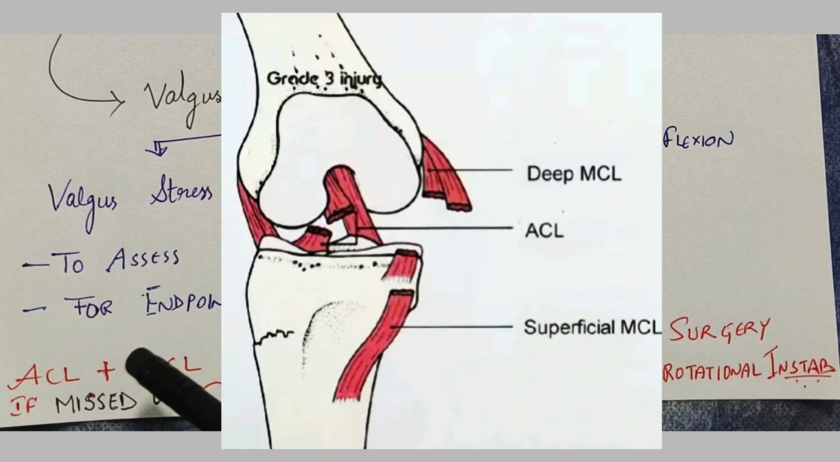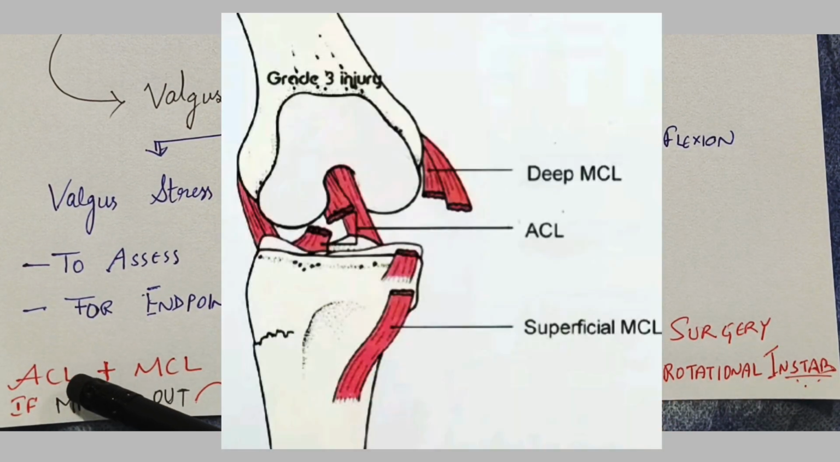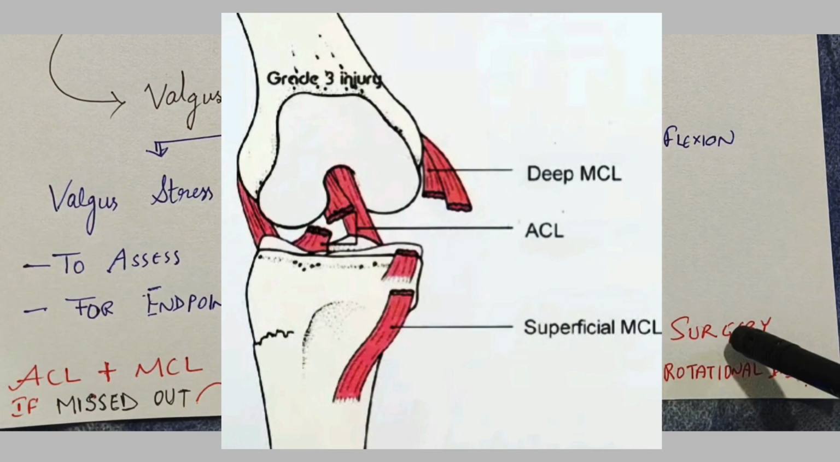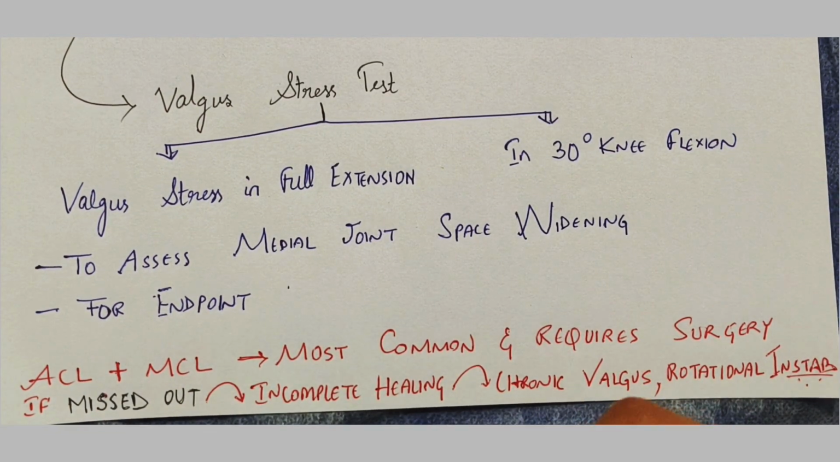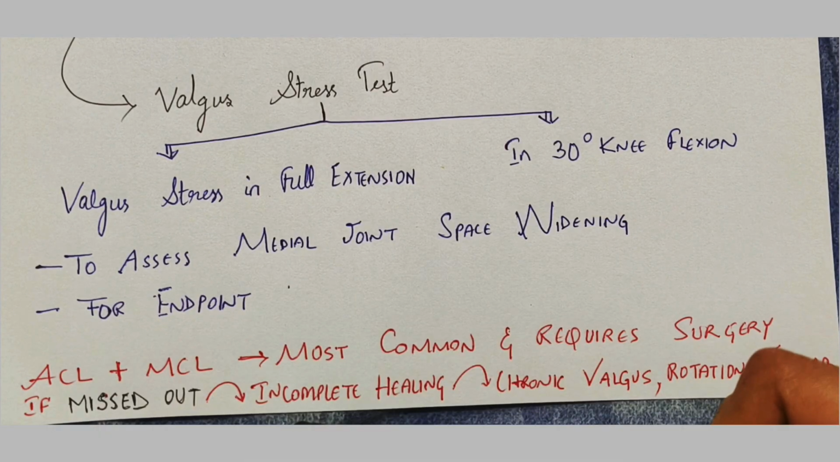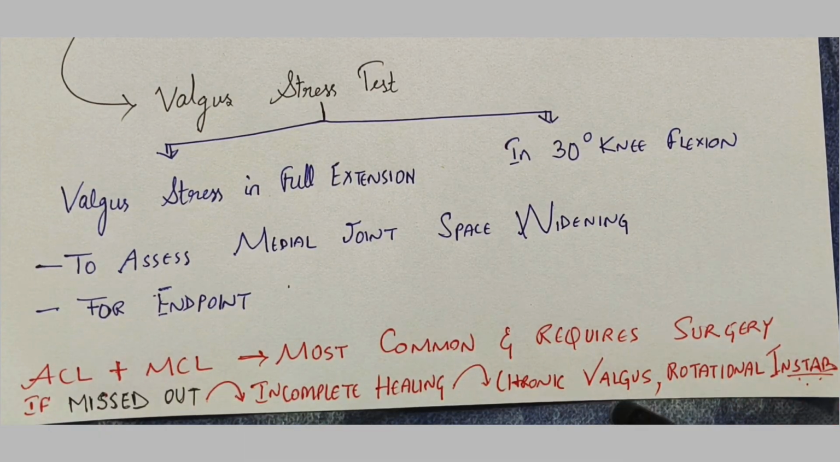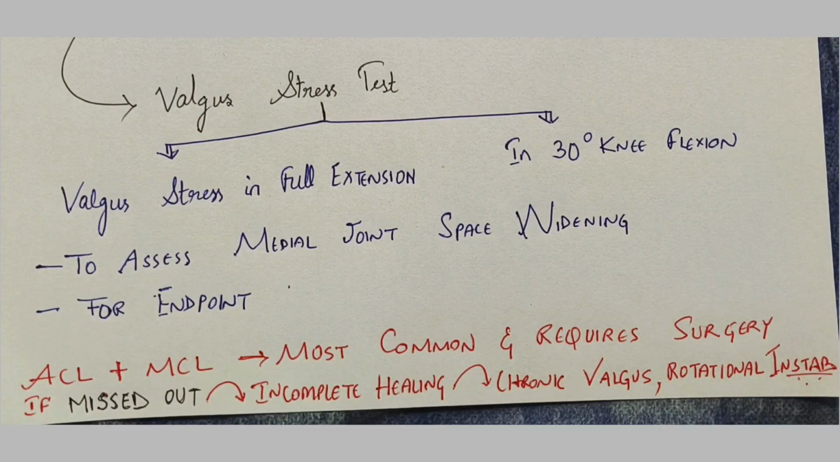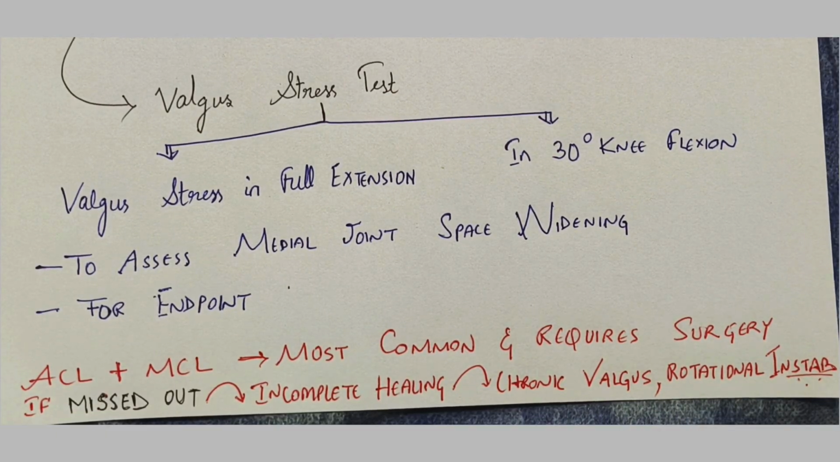Most often we see that there is an ACL involvement with the MCL injury, and this requires surgery. If the ACL is missed out, and especially the POL is missed out, we see incomplete healing and thereby chronic valgus and rotational instability and functional limitations in the knee.